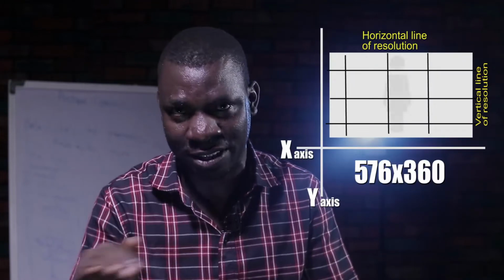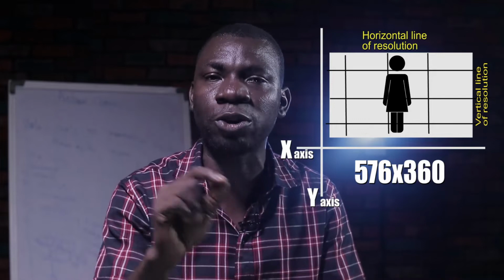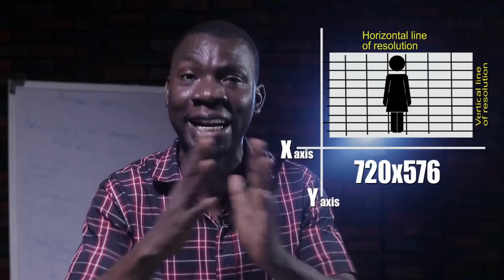Now, the y-axis and the x-axis in the cameras of the olden days that had 576 by 360 resolution had very minimal lines of y-axis and x-axis. So the intersection of those lines was very little. There were not many intersections of lines, and for this reason, some details are lost in those cameras. But when the camera improves, the intersections of lines become very many.